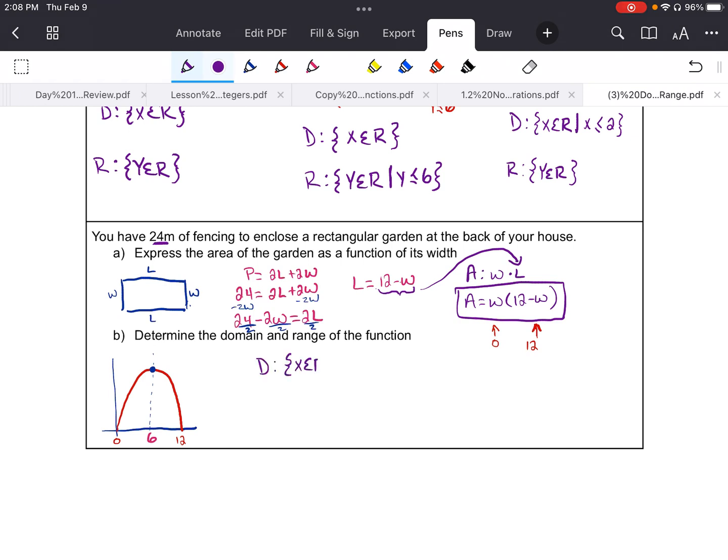Okay, we have our XER, and there are limitations, right? Can the width of the garden be -4 meters? No, it can't. Can it be 87 meters? No, because we only have 24 meters of fencing. So this is when you look at your graph and you realize that the X value can be anywhere between 0 and 12, right? That's our parabola. It doesn't go any further to the right than 12. It doesn't go any further to the left than 0.